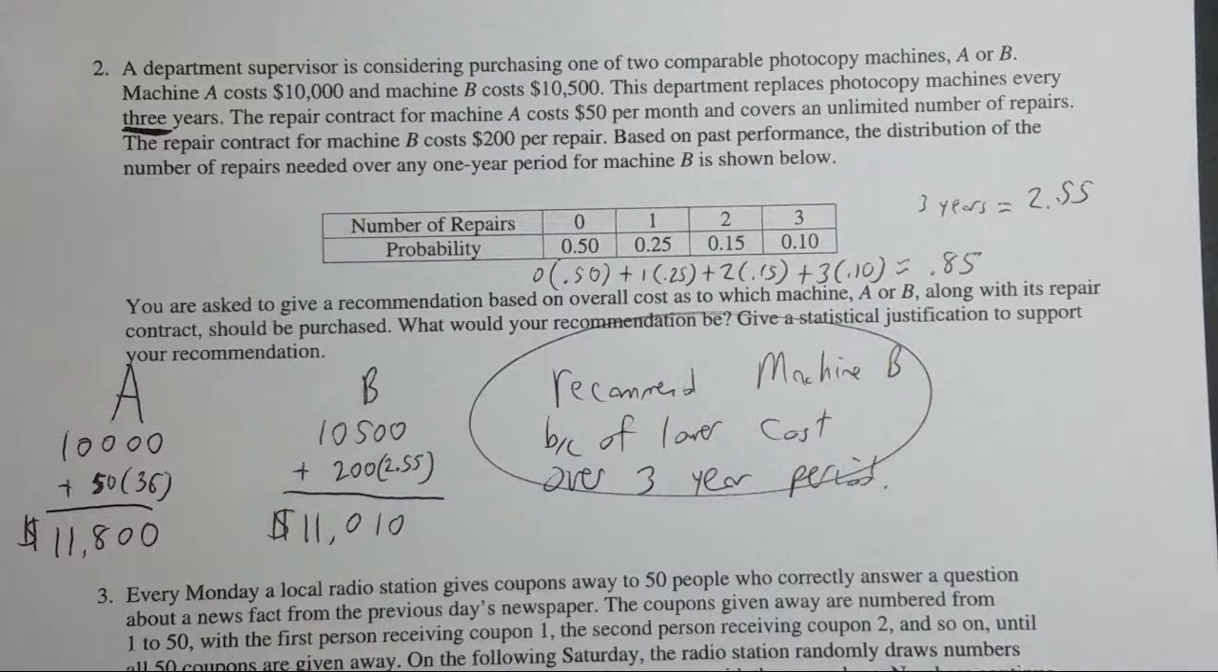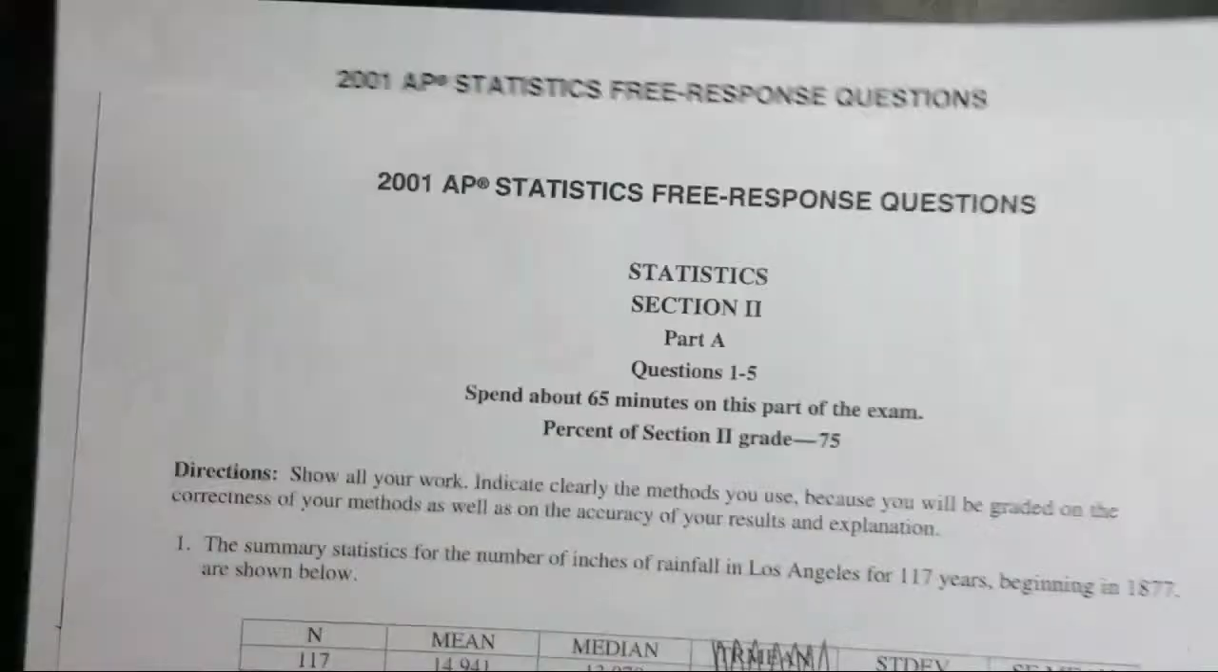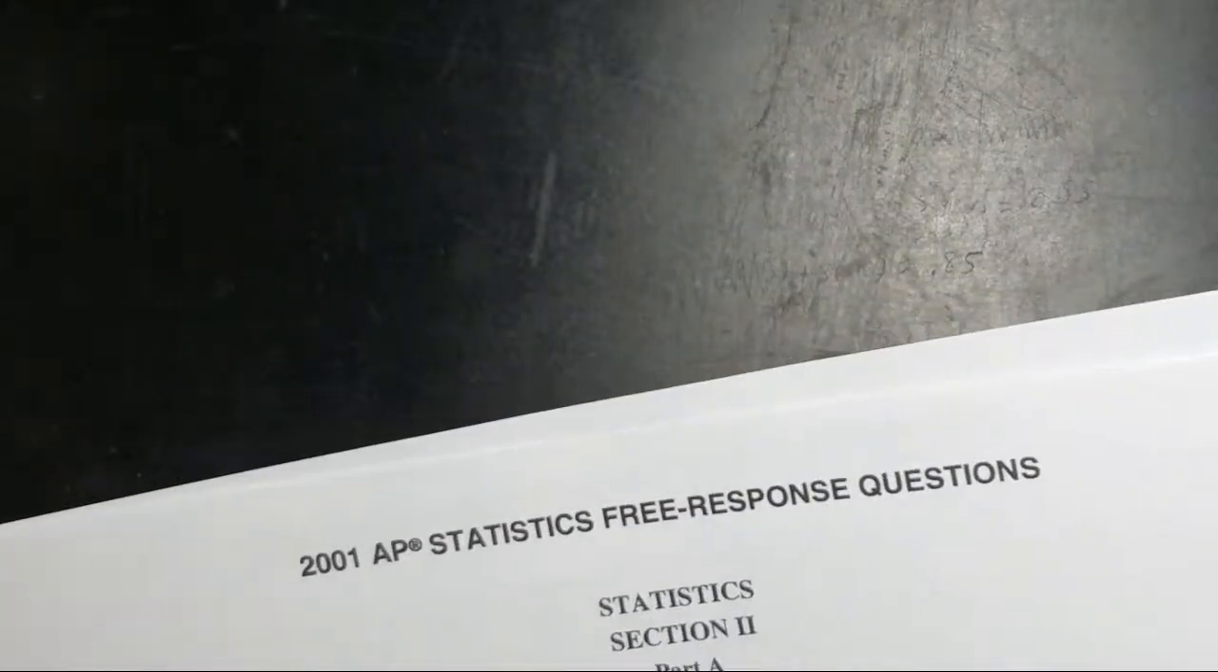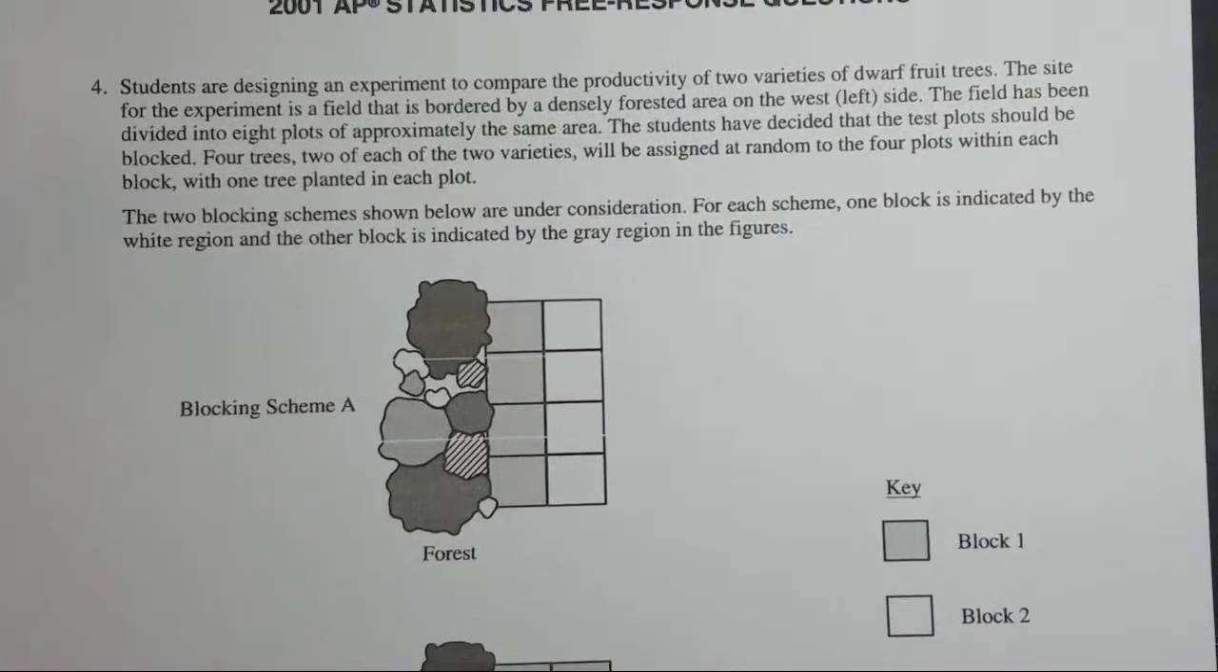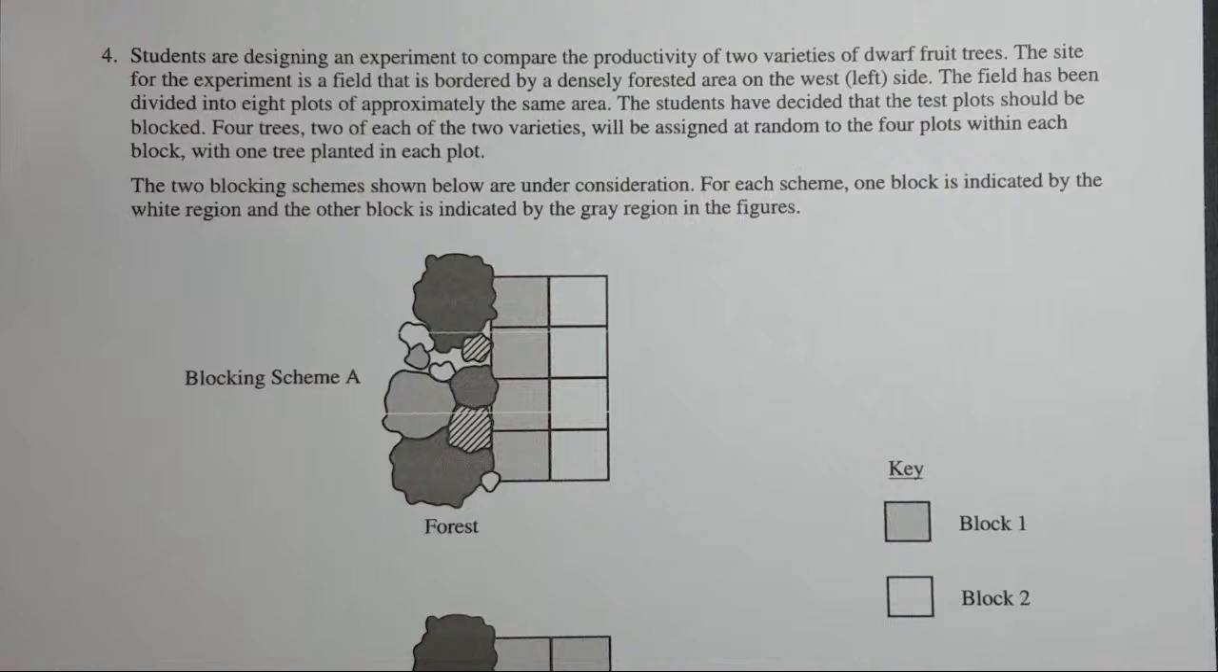Do I want to jump to that one right now? I want to jump to number 4. I'm going to skip number 3 for now. But I want to jump to number 4 because I want to do 4 and 5. And this is what I want to wrap up today with, numbers 4 and 5.